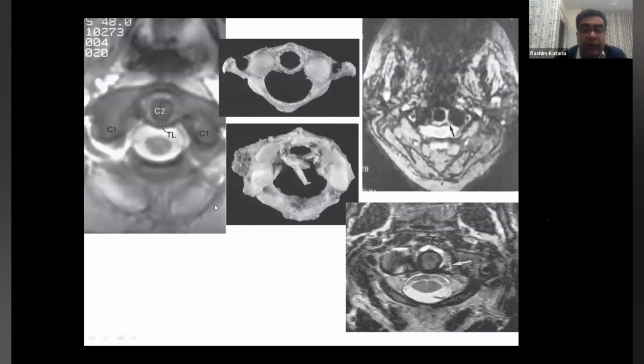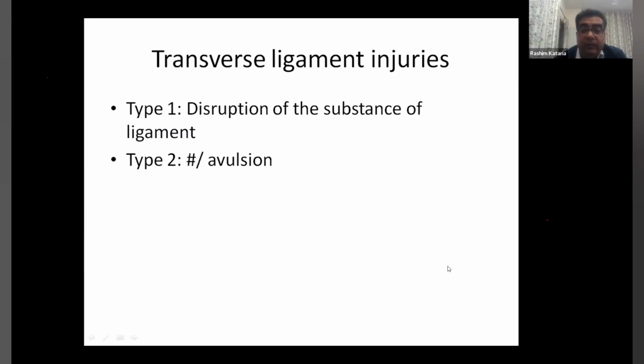So this is how a normal transverse ligament looks on the MRI. There is T2 hyperintensity behind the ligament, T2 hyperintensity in front of the ligament, and this is a hypointense thing in the T2. So in injuries, you can see the discontinuity in the MRI. This is the direct evidence that this is ruptured, that the continuity is breached. Okay, so this is the way of doing things.